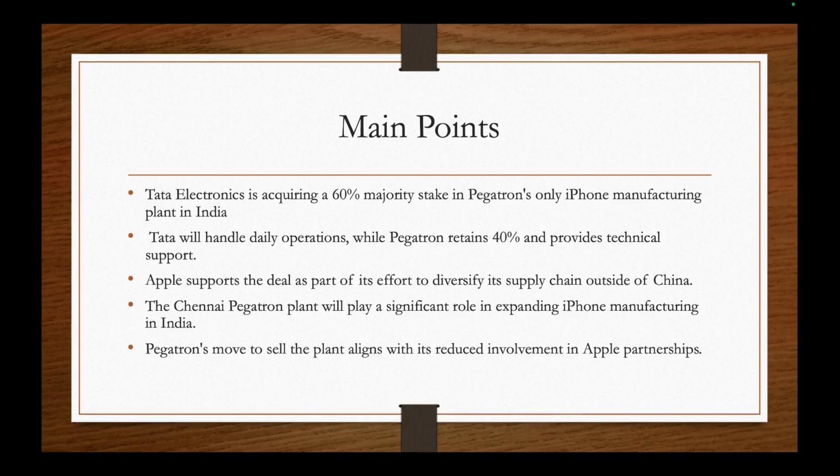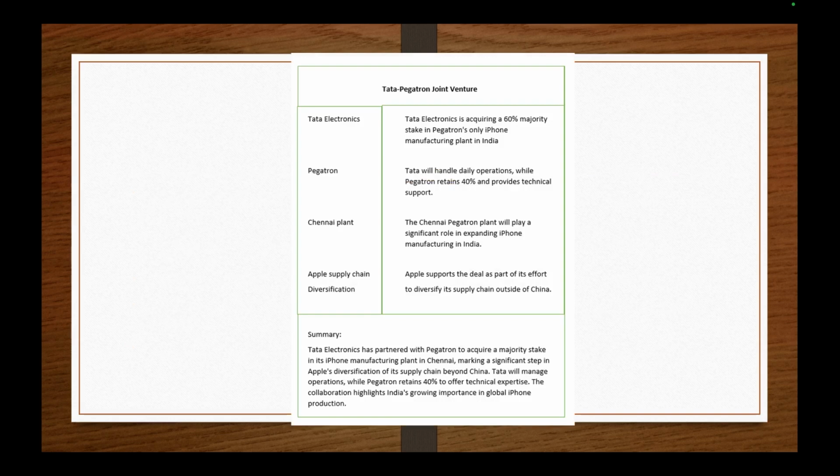All right. Now, let's see how we would put them in notes as per the Cornell method. Now, for the Tata Pegatron joint venture, the main points are there on the left, that is Tata Electronics, Pegatron, Chennai plant, Apple supply chain and diversification.